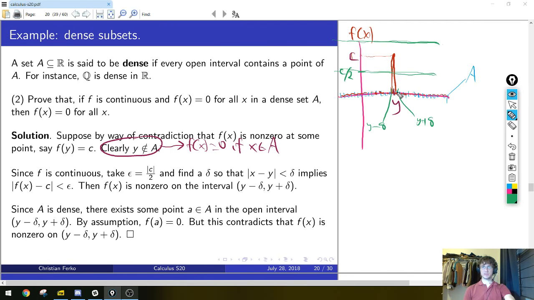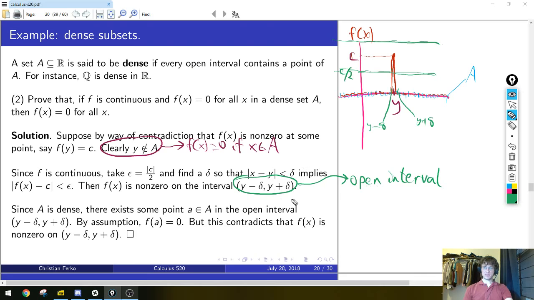So the punchline is that f is non-zero in this interval from y minus delta to y plus delta. Here's where we get the contradiction. This is an open interval, right? So we've said f is non-zero by choosing our epsilon bars on this open interval. However, the set A is dense, which means every open interval contains a point of A.